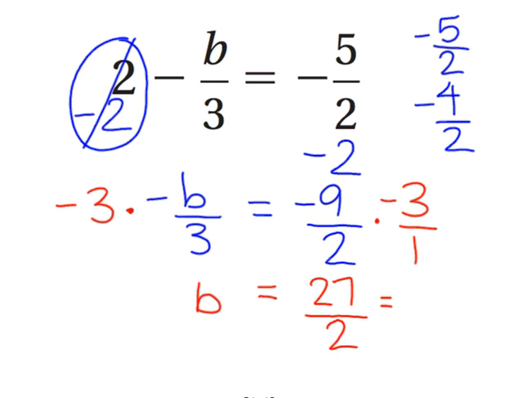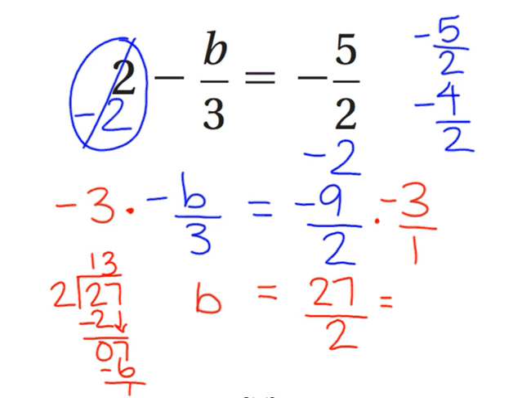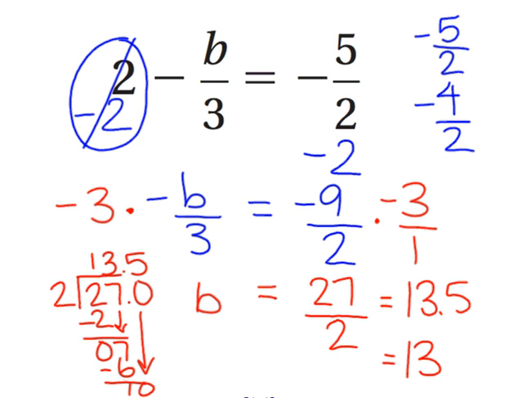And if we divide 27 divided by 2, add a decimal point and a 0, and 2 goes into 10 exactly 5 times. So I can either write this as 13 and 5/10 or 13 and a half. Either one would be fine as a final answer.